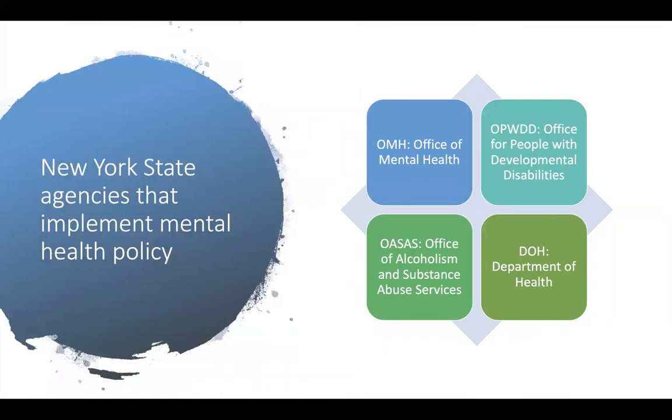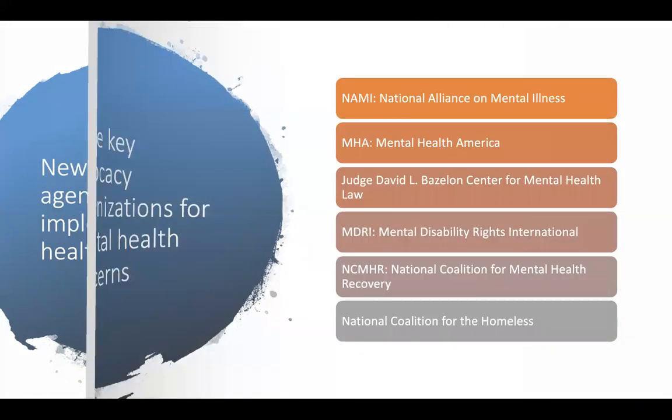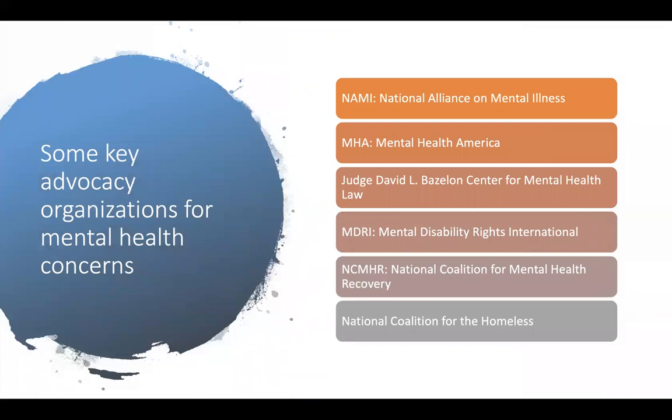There are 4 agencies that implement mental health policy for New York State. That includes the Office of Mental Health, the Office for People with Developmental Disabilities, the Office of Alcoholism and Substance Abuse Services, and the Department of Health. Lastly, there are some key advocacy organizations for mental health concerns, such as the National Alliance on Mental Illness, Mental Health America, Judge David L. Bazelon Center for Mental Health Law, the Mental Disability Rights International, the National Coalition for Mental Health Recovery, and the National Coalition for the Homeless.